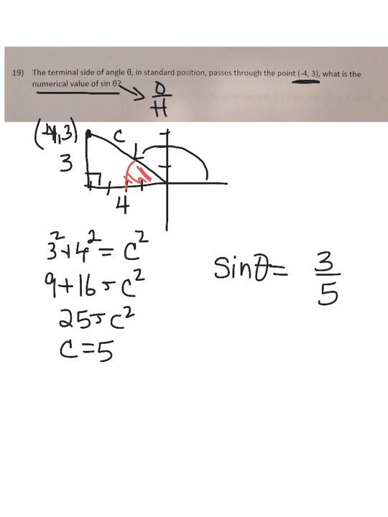Now, let's double check, because we need to determine whether that value is going to be a positive 3 over 5 or a negative 3 over 5. So remember, all students take calculus, and we notice that sine is the trig value that's positive in the second quadrant, and that's exactly what we have. So we are good to go. There's our answer.